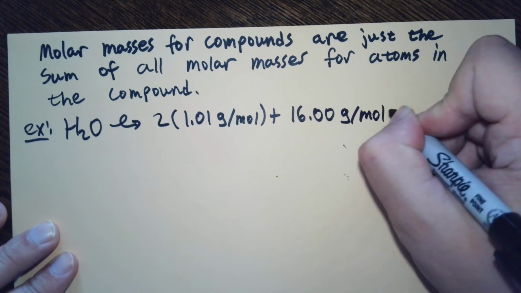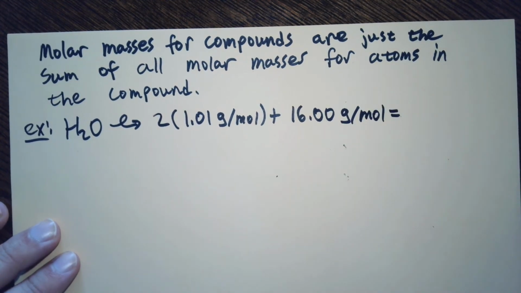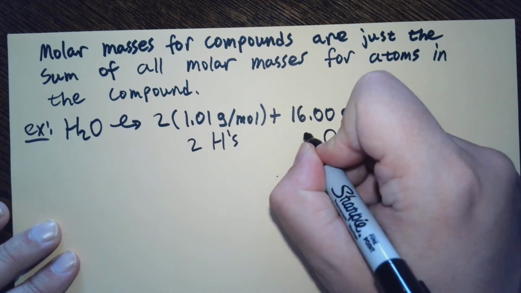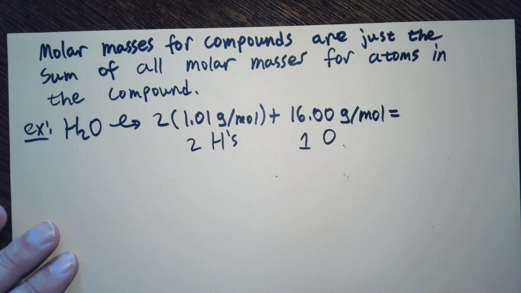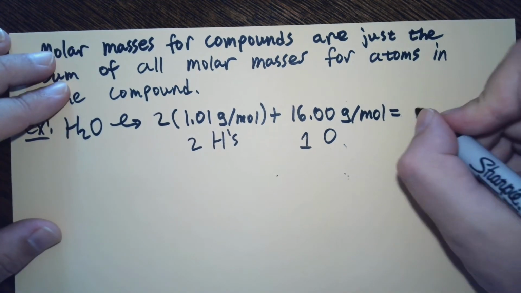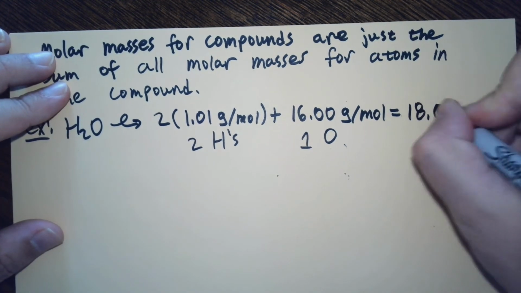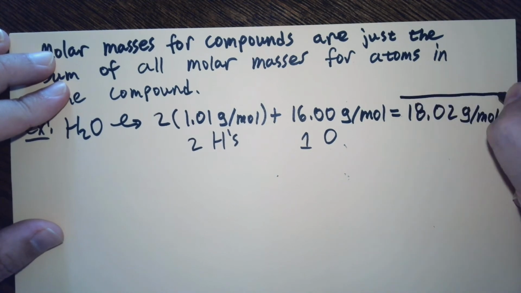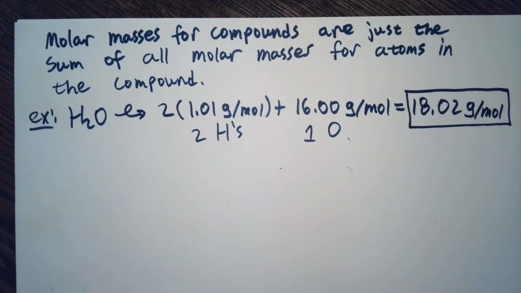grams per mole. And I just add this up. So this is the mass of my 2 hydrogens. This is the mass of my 1 oxygen from my formula. I add it up and I get 18.02 grams per mole. How about that?